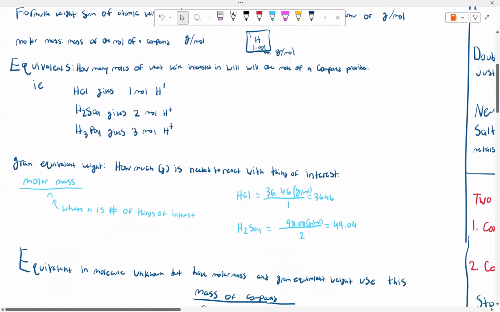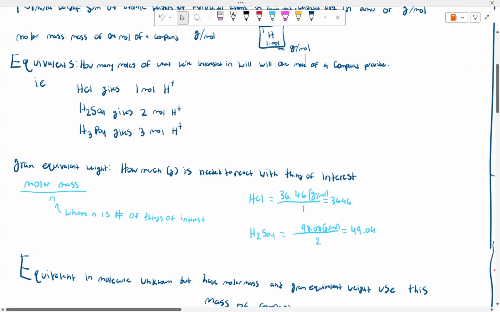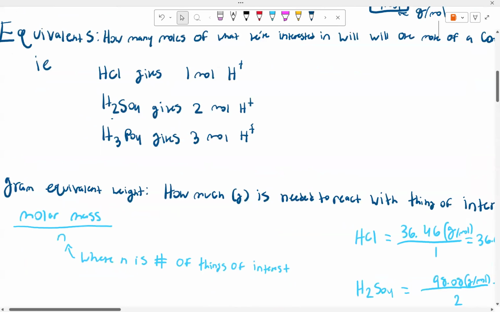Next I want to talk about equivalence. It's how many moles of what we're interested in will 1 mole of the compound provide. So let's say that we're interested in protons. For example, HCl will give 1 mole because there's one hydrogen atom in that molecule. H2SO4 will give 2 moles for every 1 mole of that molecule, or two equivalents, I should say, because there are two hydrogens in the compound. Whereas H3PO4 will give 3 moles of hydrogen or protons because there are three.